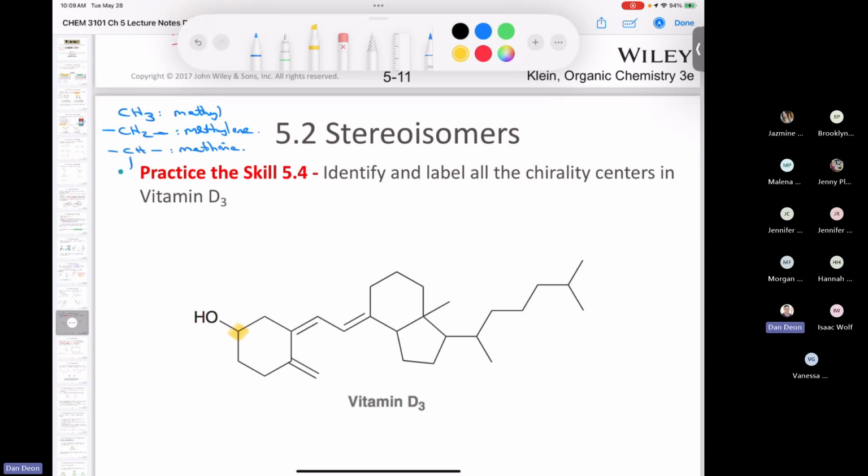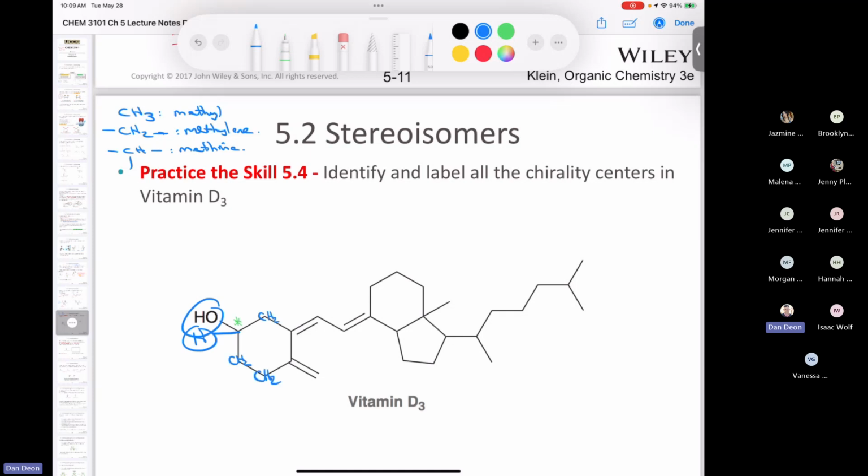So is it attached to 4 different groups? Yes, absolutely. This one is a chiral carbon, so we'll put a little star by it. It's attached to a hydrogen, which isn't shown, a hydroxyl. You have a CH2 here, CH2 here. You keep going for a point of difference.